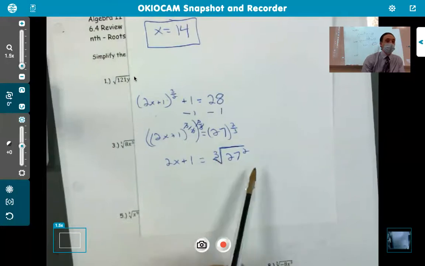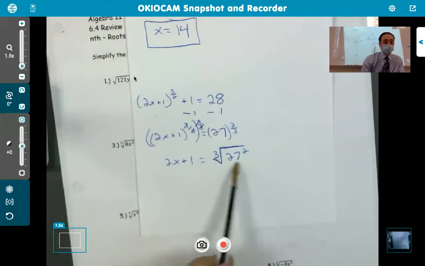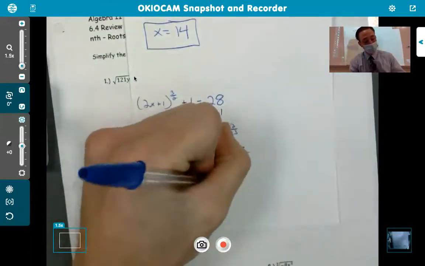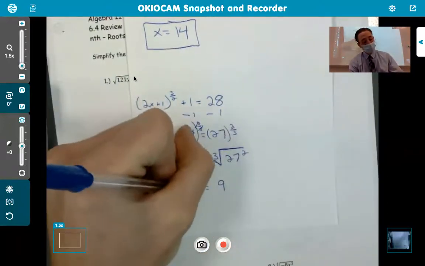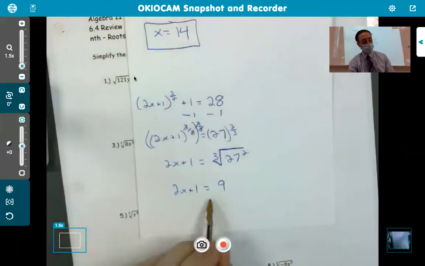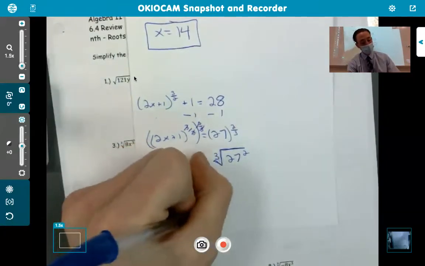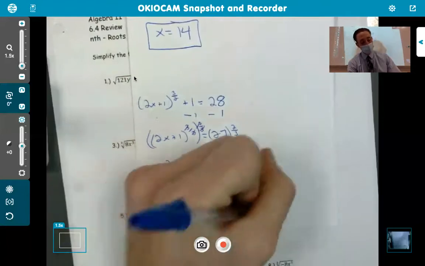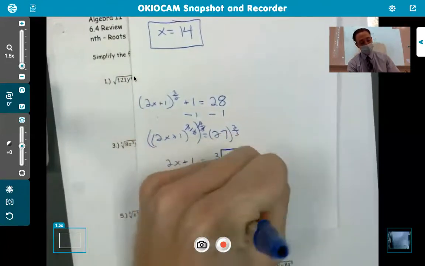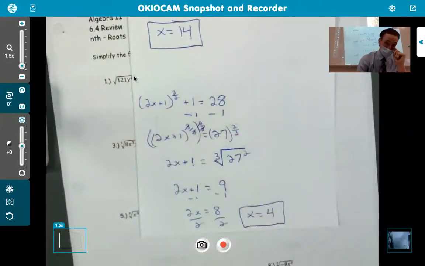The cubed root of 27 is what? 3, and then what's 3 squared? 9, right? So then I have 2x plus 1 equals 9. If I subtract 1 from both sides, I have 2x equals 8. Divide by 2, I should have got x equals 4 for my final answer.